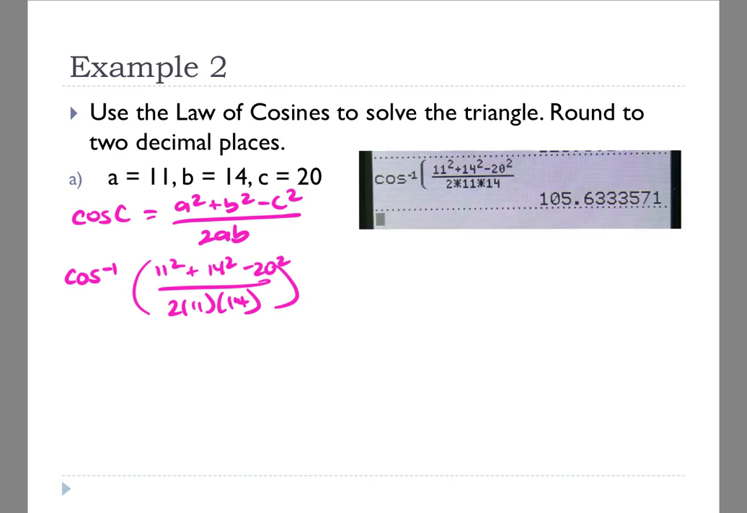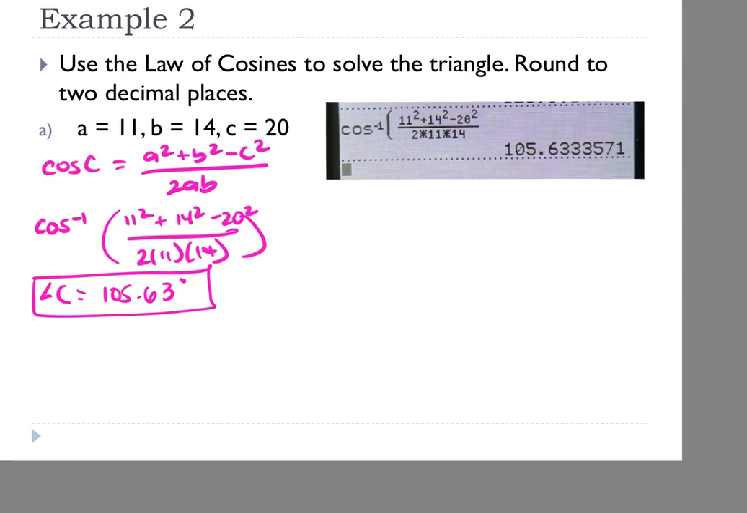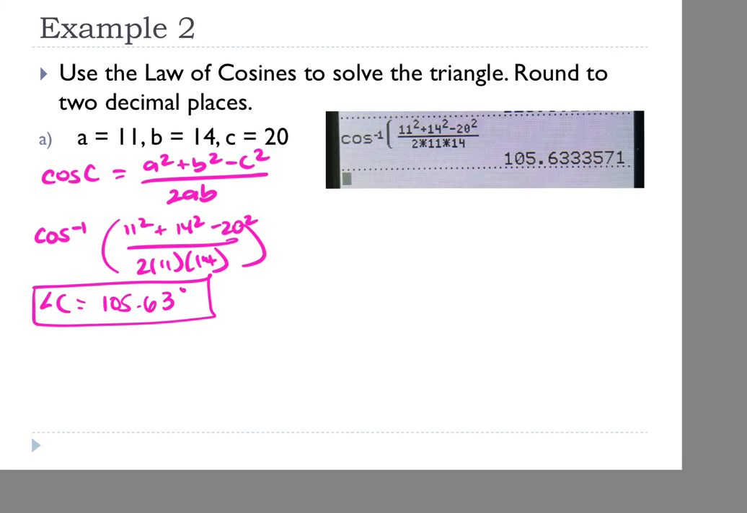So I got angle C is 105.63 degrees. All right, then we're going to go to B. Or A, again, it doesn't matter. So if I do B, that's right: cosine -1 of A squared plus C squared minus B squared over 2AC.